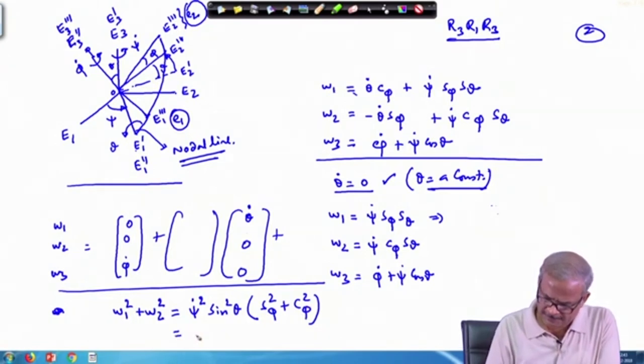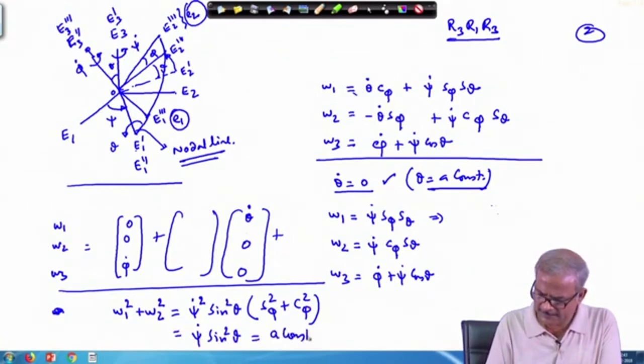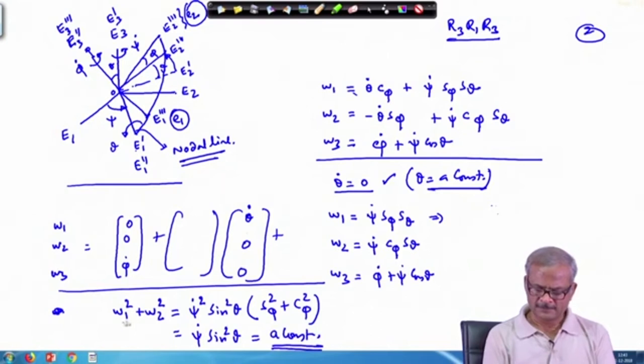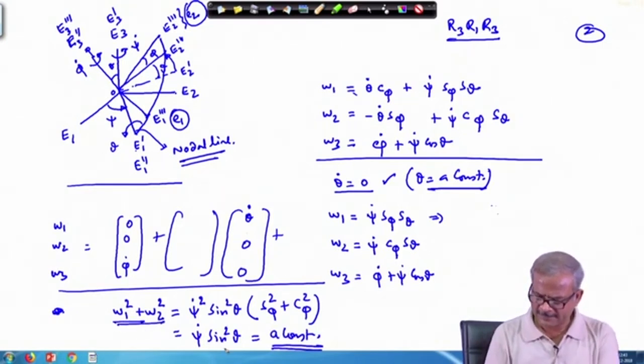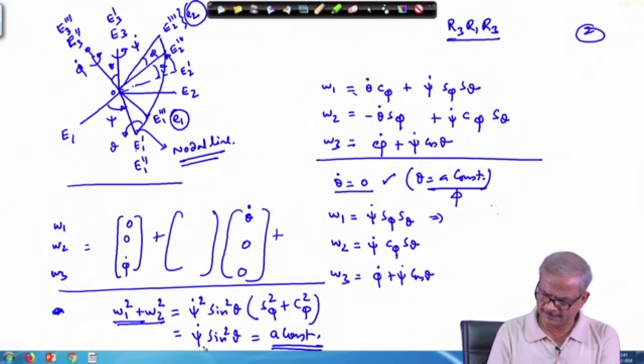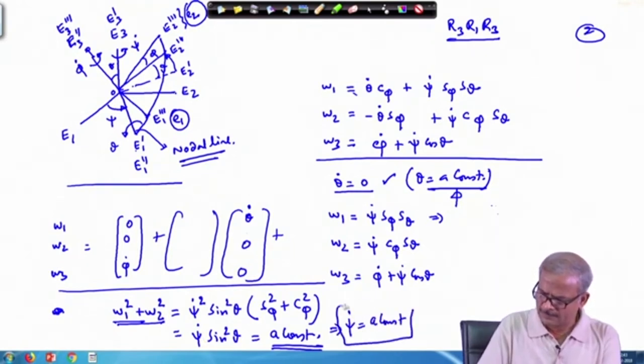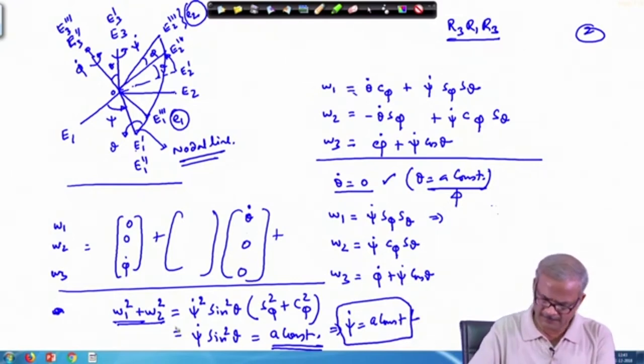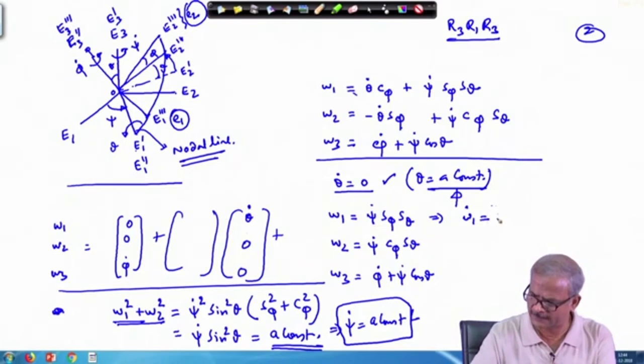So, this is nothing but psi dot square sin square theta, and as per our earlier working this quantity is a constant on the right hand side. Theta is a constant as we have worked earlier, so psi dot must be a constant. This is why I told you to wait for a while, we do something and then we differentiate. So, once we differentiate, omega 1 dot, no longer do I have to differentiate psi dot. I will take it as it is, and s theta will also remain as it is because theta is a constant.